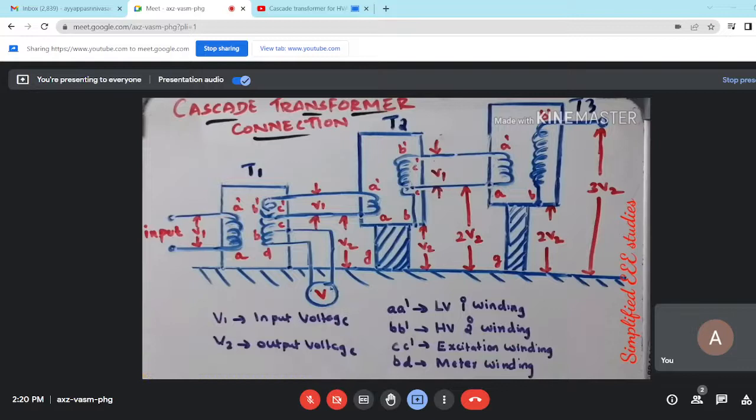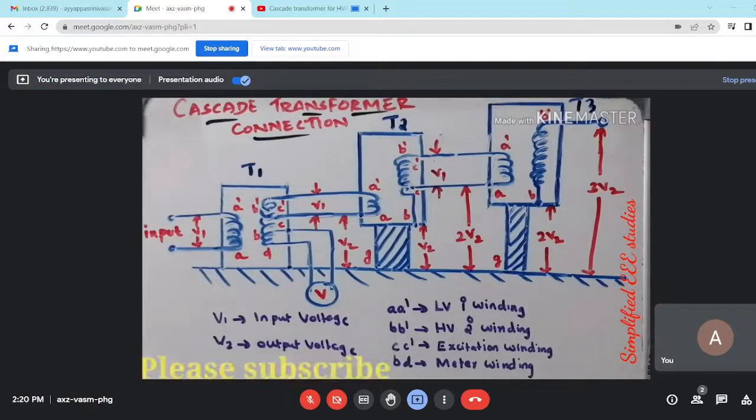Now let us see what are the drawbacks. Mainly the problem is more space consumption. That's the main problem. Why? Because we'll be using small units of transformer connected in serial fashion, so it consumes more space. That is one of the main drawbacks. Rest of the things are alright regarding cascade connection of transformer.